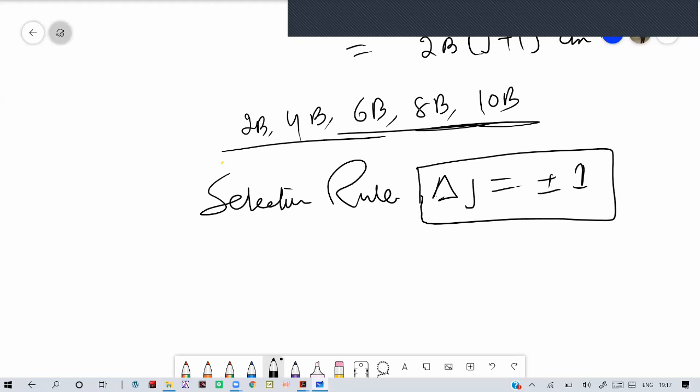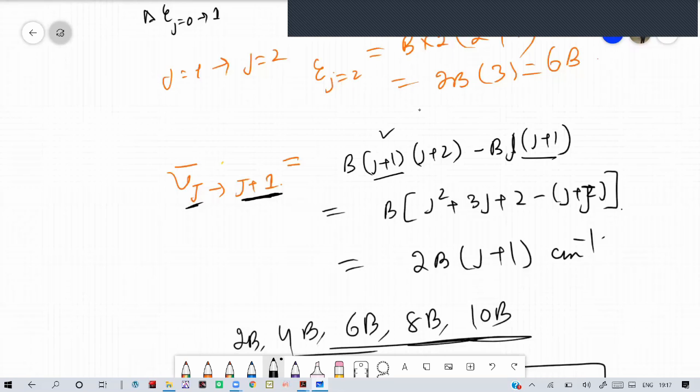The spacing between each level you can calculate, and the increment is 2B between successive spacings. First you have 0 to 2B, which is 2B, then J equal to 1 to J equal to 2 is 4B, J equal to 2 to 3 is 6B. So this is how we calculate the spectra and all the energy levels. That is why I have drawn this spacing here. This increases.